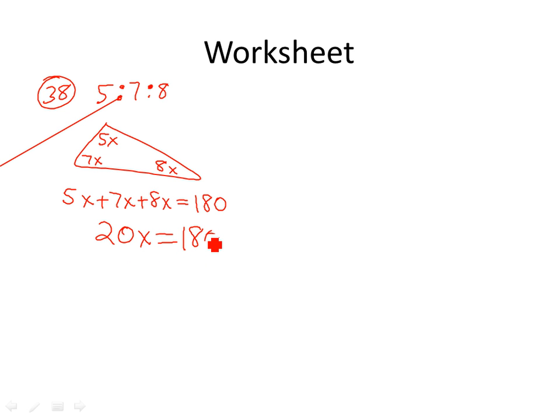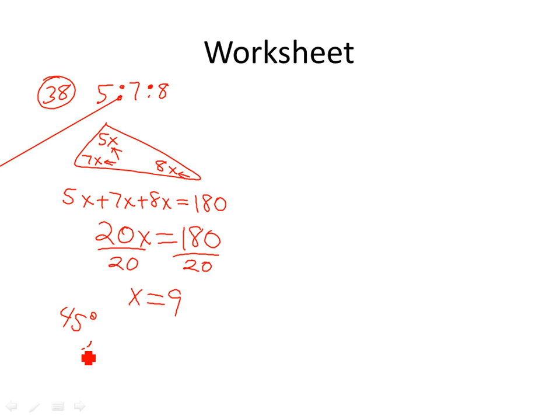Now what? What do you get? X equals 9. Is that our answer? They want us to find the 3 angles. What do we got to do? Substitute back in. Plug back in for x in all 3 of these spots. What's 5 times x? 45.